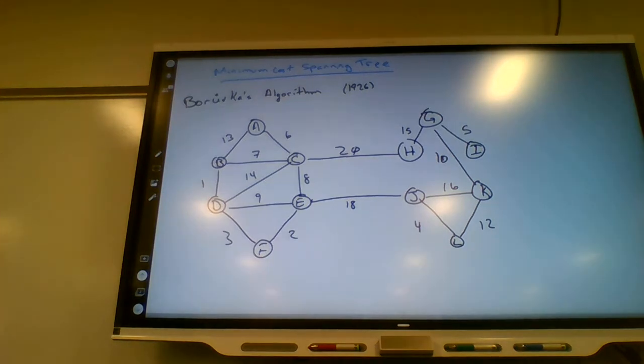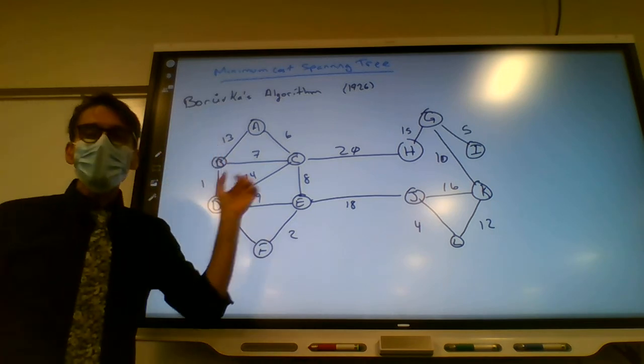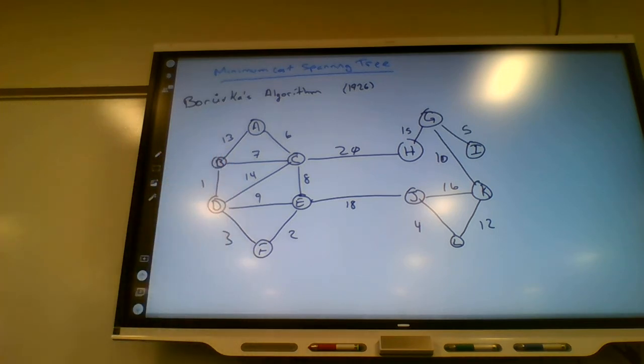Okay, so we just have a bunch of vertices and a bunch of edges and weights. So this is the structure that we have to start with. We want to work with this structure, and we want to find a minimum cost spanning tree.